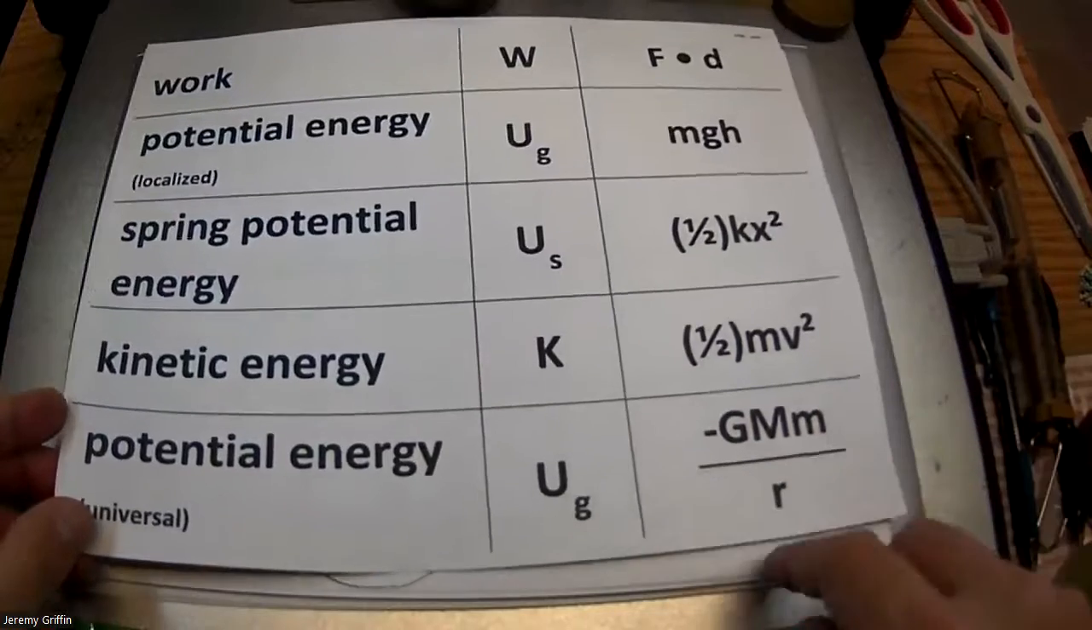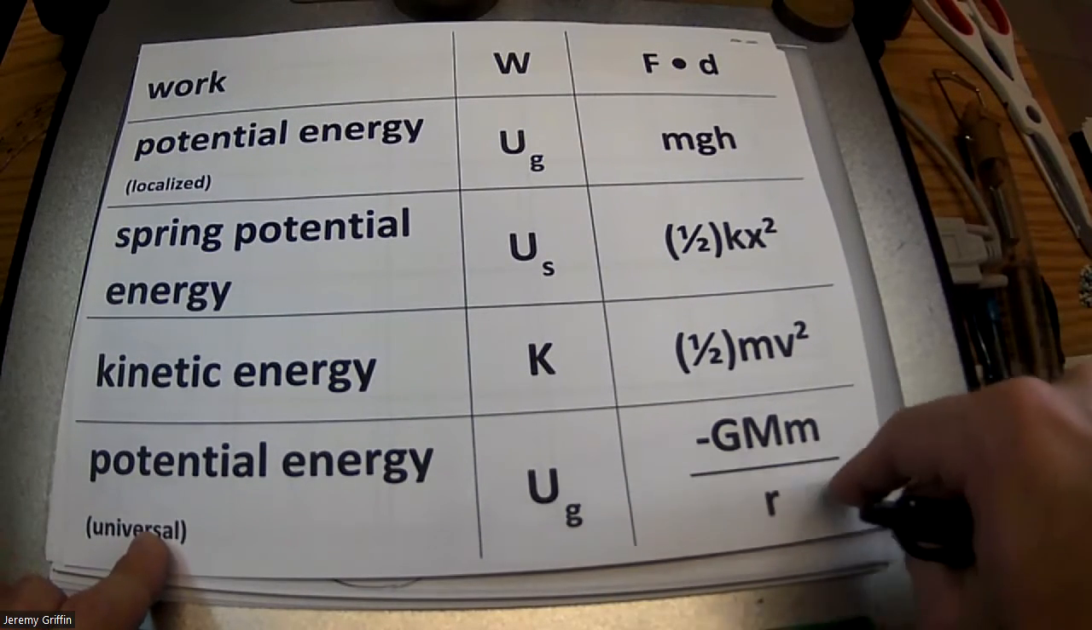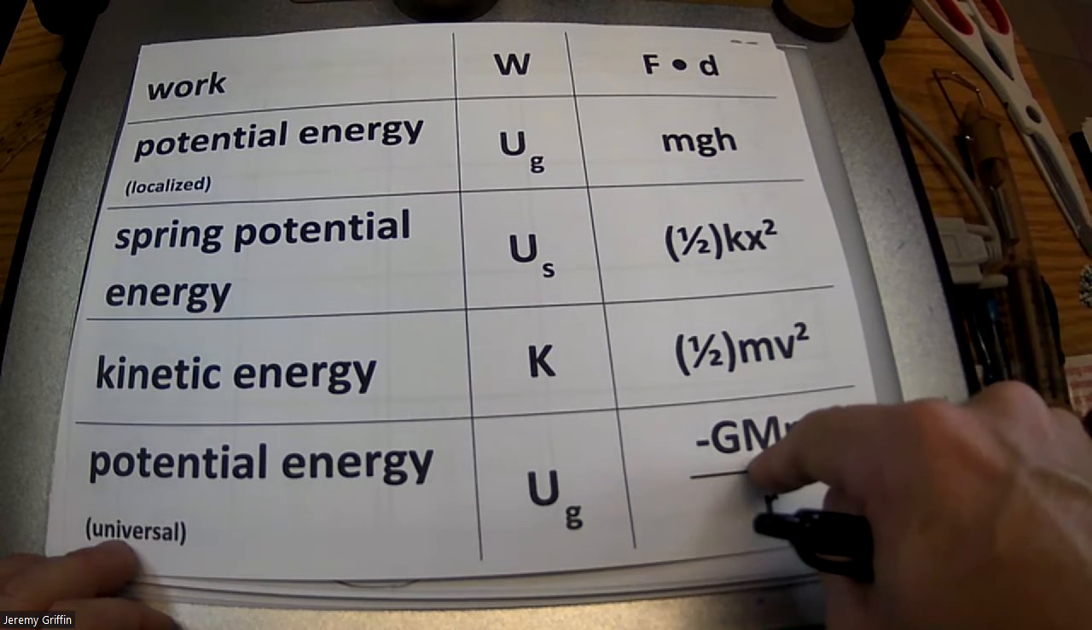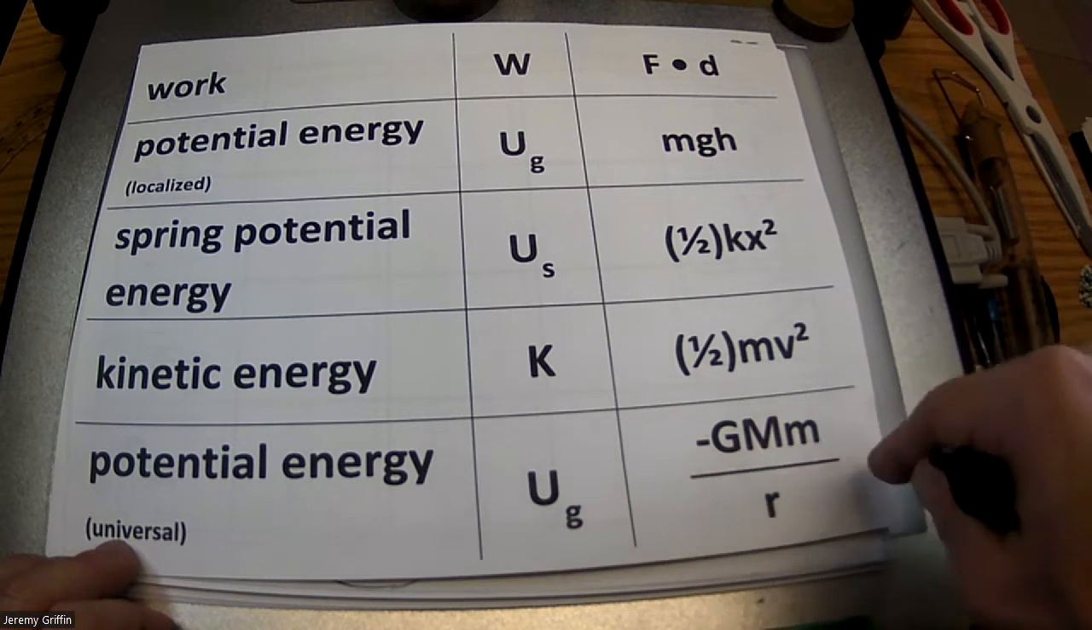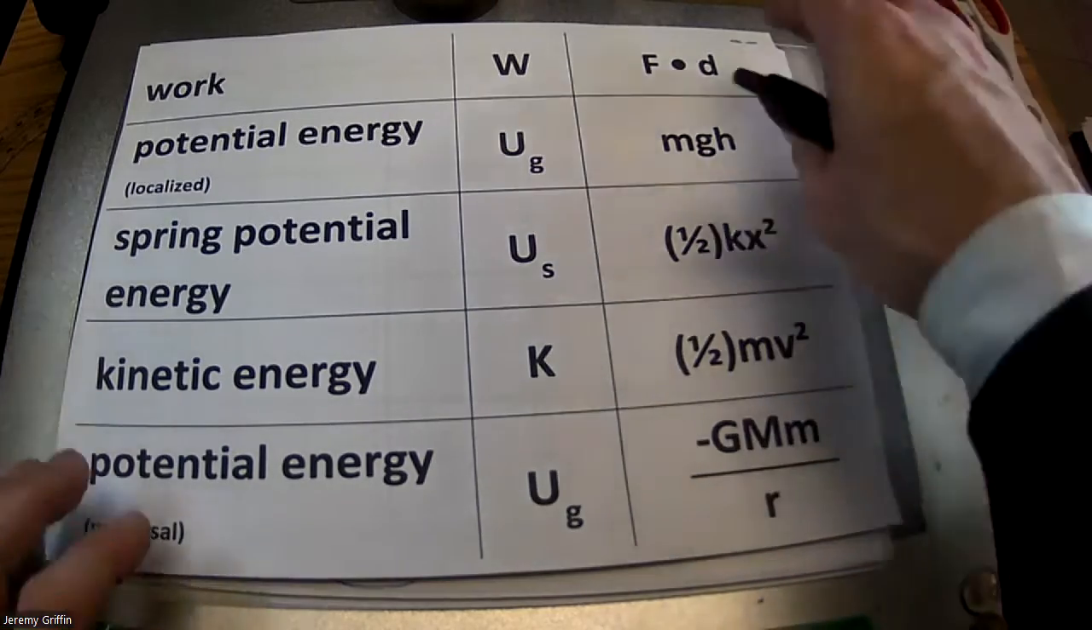Now, I'll probably save the story for tomorrow, but here's the answer. It ends up being negative G M m over R, where R is the distance to the center of the planet, M is the mass of the planet, and little m is the mass of whatever object you're looking at. It is a negative value, which is weird, but again, I'll save that story for tomorrow.